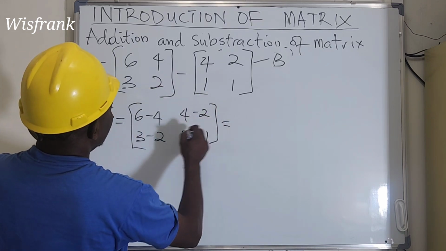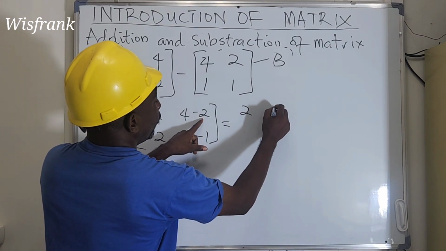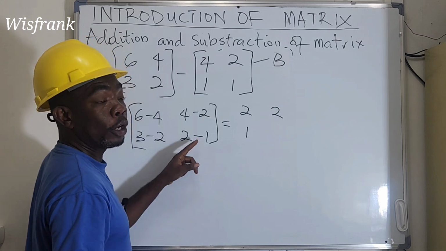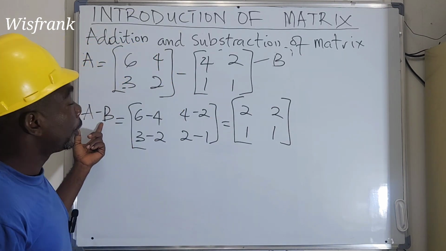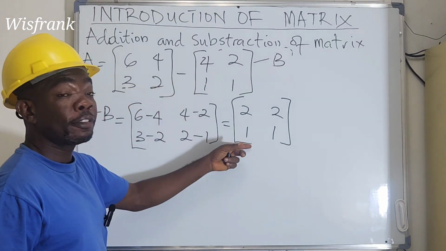So this will give us 6 minus 4 will give us 2. 4 minus 2 will give us 2. And also 3 minus 2 will give us 1. Then 2 minus 1 will give us 1. So this is the solution to this matrix. When we subtract this from this, it gives us this.